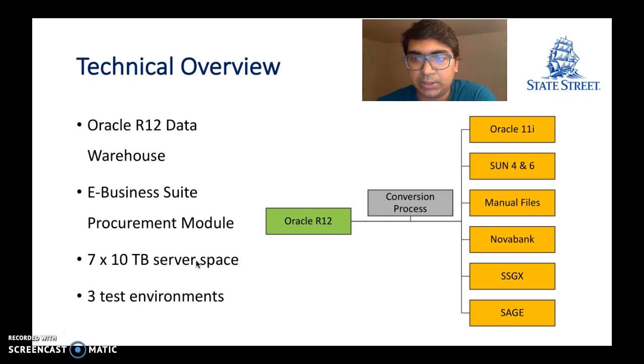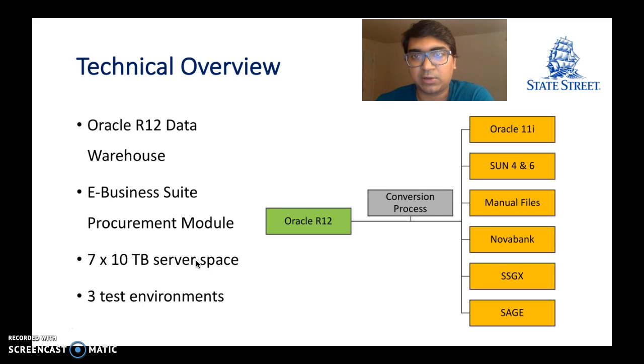Okay, so here on the chart you can see all the boxes that are mentioned in yellow are our legacy data systems: 11i, Sun 4 and 6, manual files, Novabank, SSGX, Sage, and all of these. All the procurement data within these legacy systems would go through a conversion process marked here in gray, which I discussed in the earlier slide, and it would land in the Oracle R12 database tables. And I agree that this particular slide can be elaborated on extensively, and we can talk a lot about it.